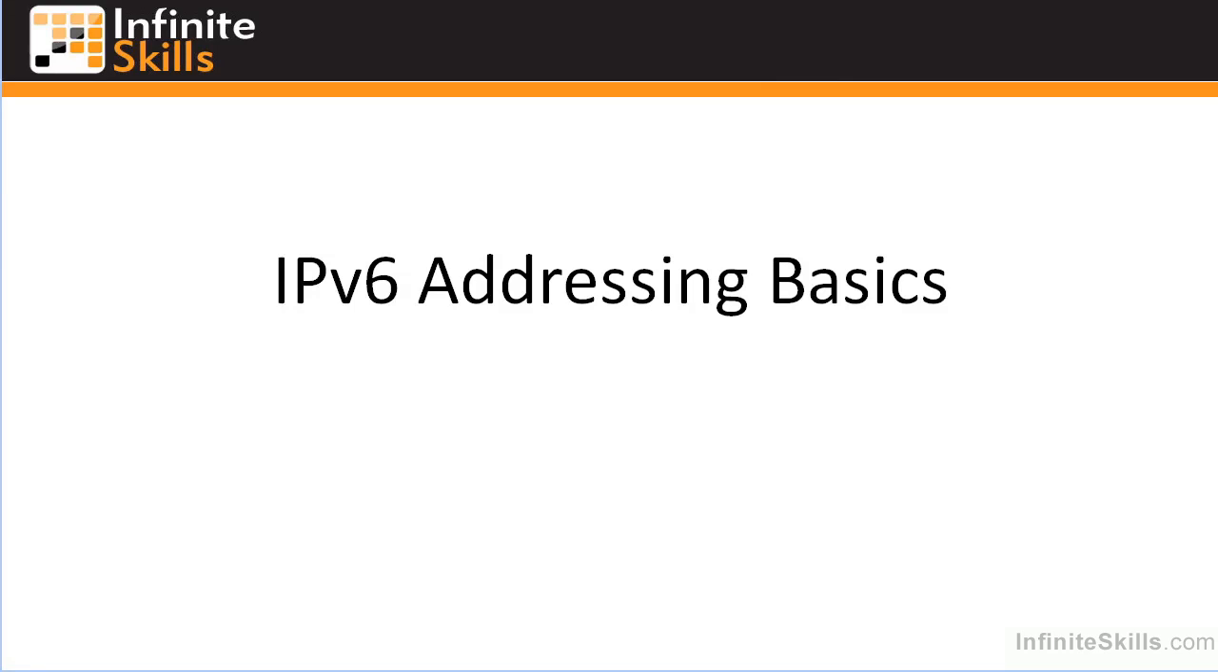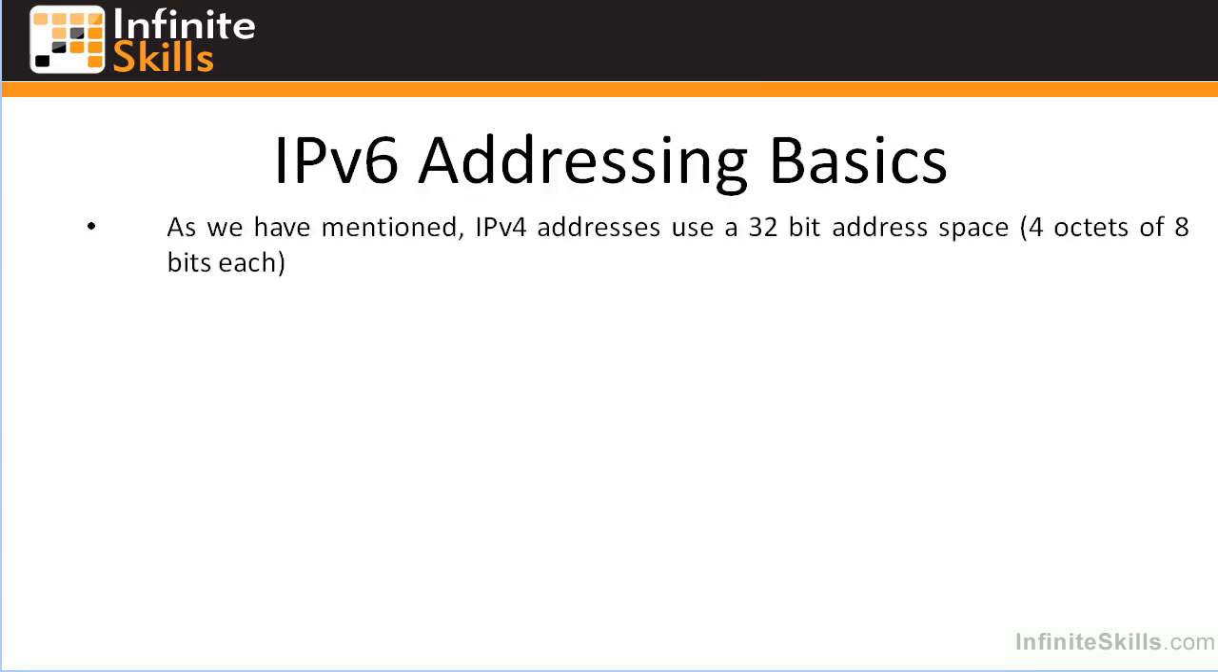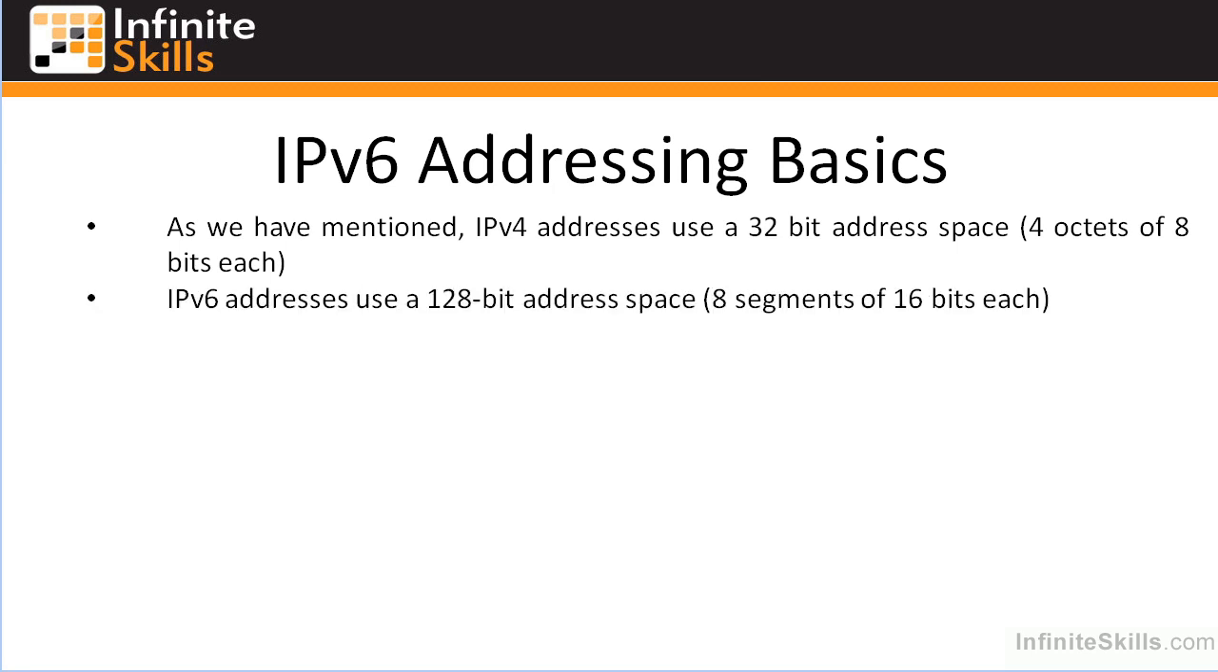So we're going to continue with our discussion of IPv6 and talk about some IPv6 addressing basics. Now, you'll recall the IPv4 addresses that we've all grown to know and love have a 32-bit address space, or basically 4 octets of 8 bits each. IPv6 addresses use a 128-bit address space, or 8 segments of 16 bits each, and some people might look at that and go, holy cow, how am I supposed to write a 128-bit address?